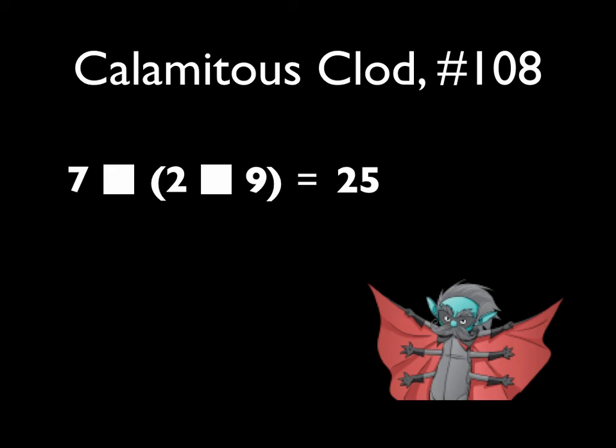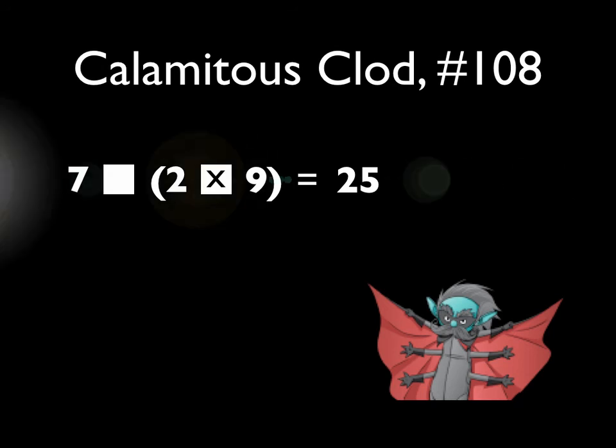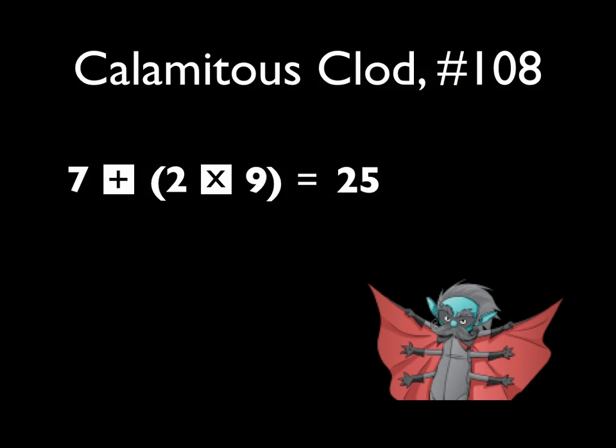Oh, well, that's the same thing as subtracting. 25 minus 7 should be 18 if I've done that math properly. So the box in the parentheses has got to be a multiplication symbol. 2 times 9 would give me 18. And then I'm going to go ahead and put my plus symbol in here. So 7 plus the product of 2 times 9, that would be 7 plus 18. That's going to be equal to 25.